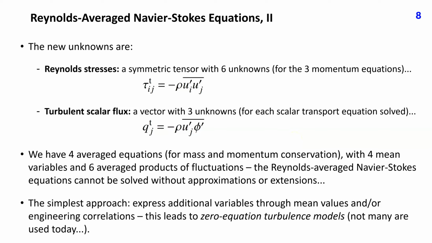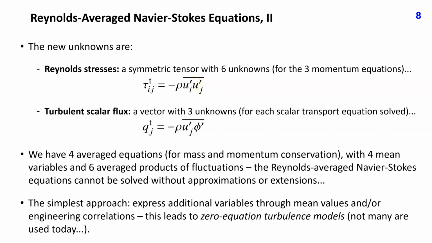Each of the three momentum equations contains three terms involving average products of fluctuations. These terms form the Reynolds-stress tensor, which, due to its symmetry, contains 6 unknowns. All terms involving products of fluctuations are moved to the right-hand side of the equations. The Reynolds-stress tensor is thus defined as follows.